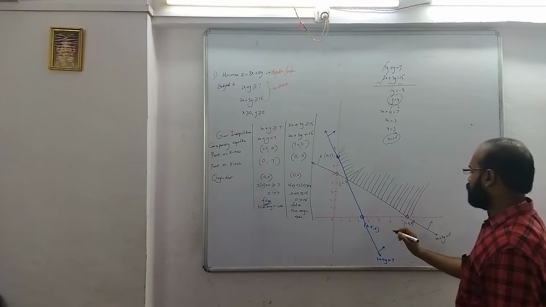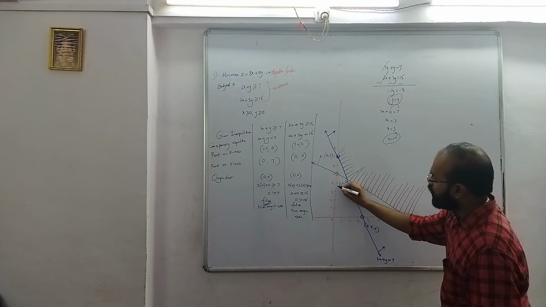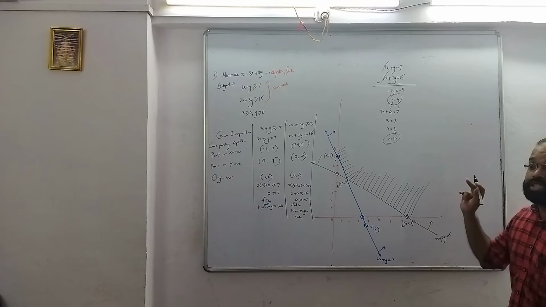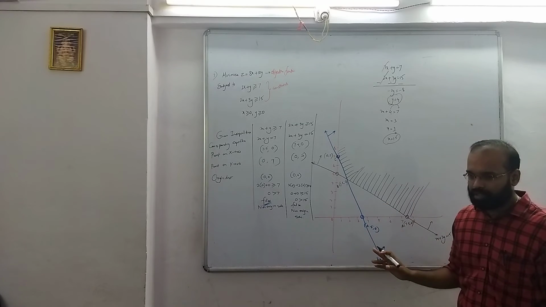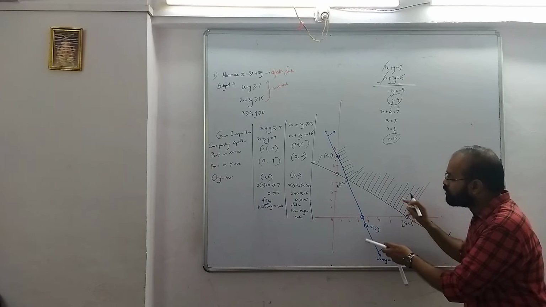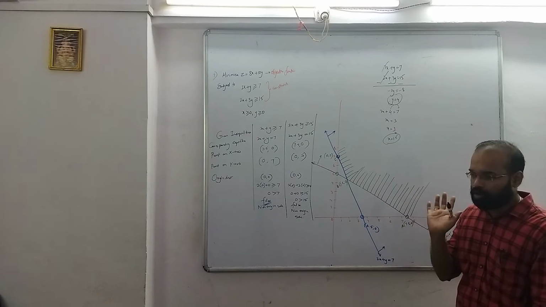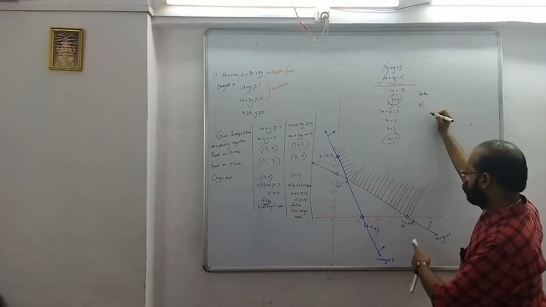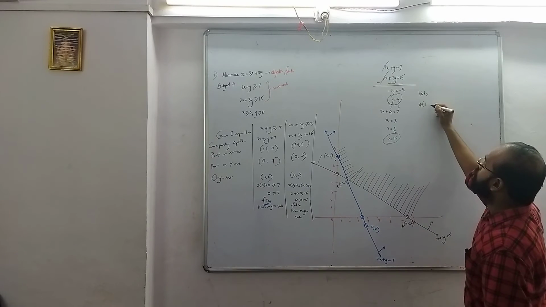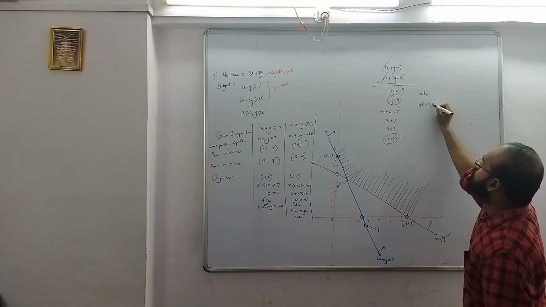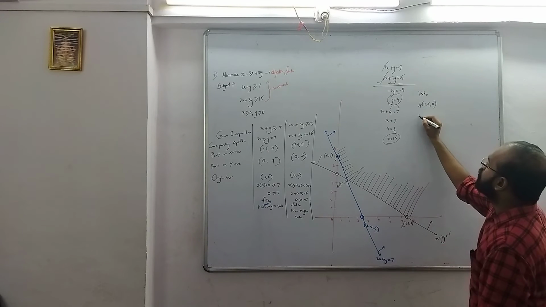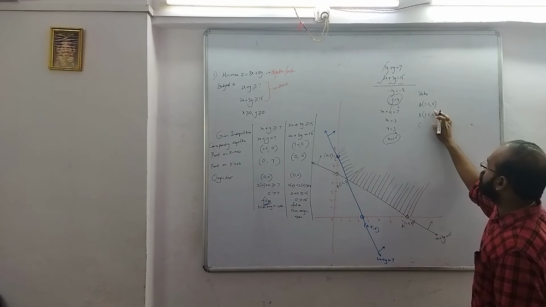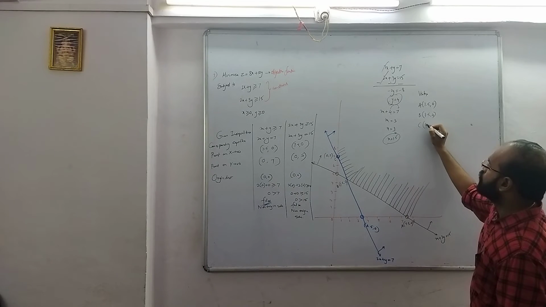Now I got three corner points. Let's say this point is A, this point is B, and this point is C. I repeat, these are the corner points of the shaded feasible region. So there are three corner points. A is 7.5, comma 0. B is 1.5, comma 4. And C is 0, comma 7.